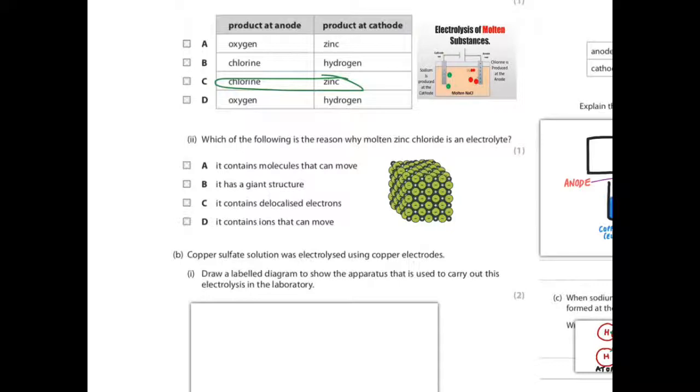Diamond has a giant structure. It contains delocalized electrons. No. There are no free moving electrons here. It's just charged particles. It contains ions that can move. Yeah, so this is in a solid state where they're not moving, but when you melt them, they separate out and they can move. So this is the answer.